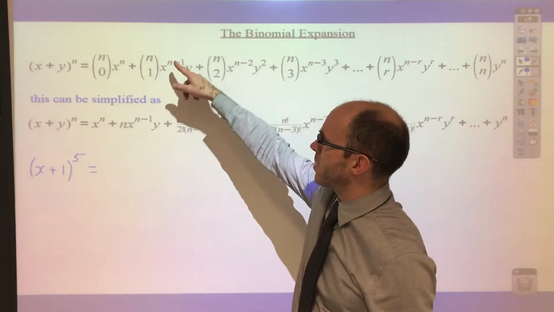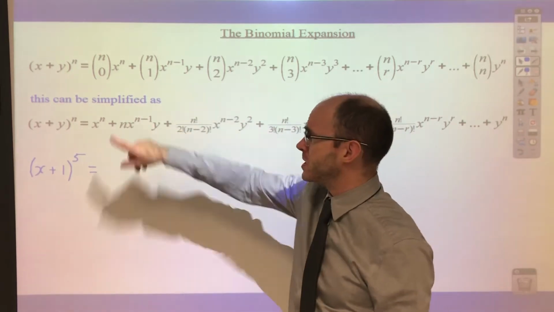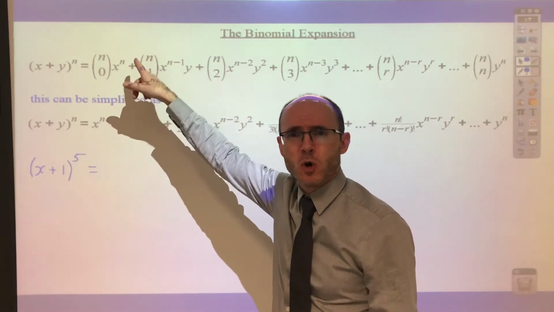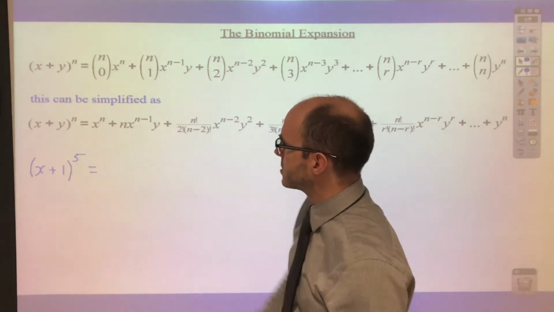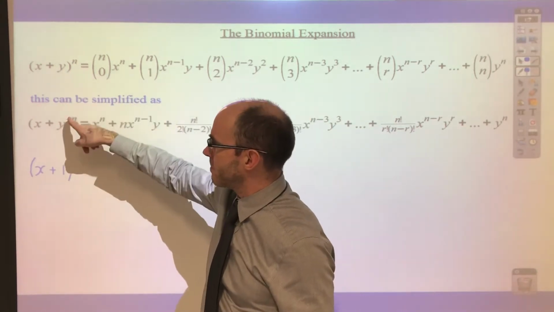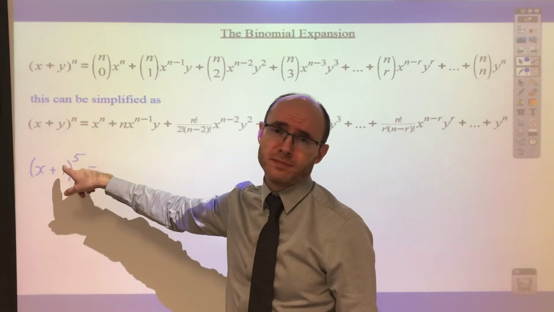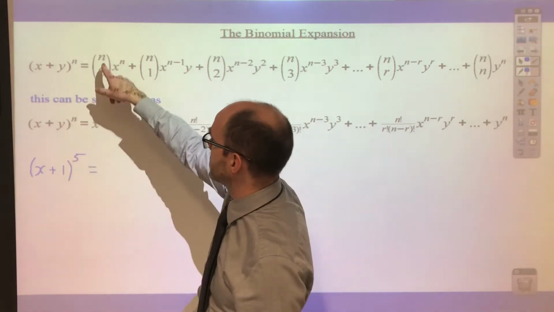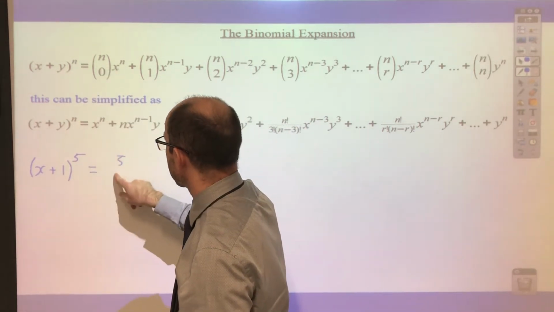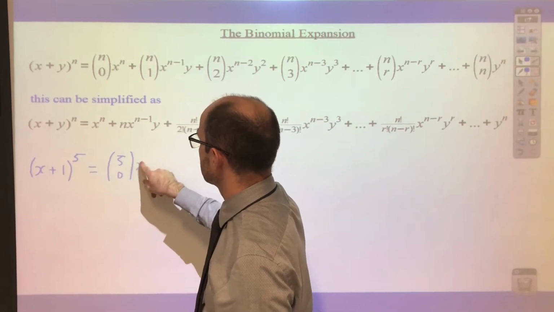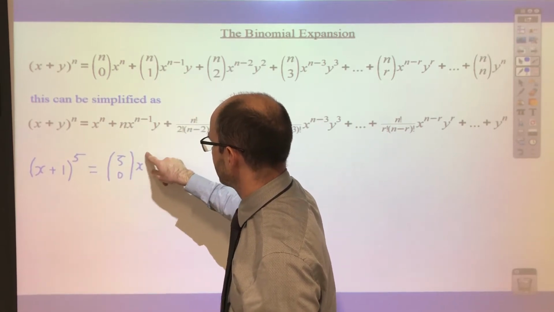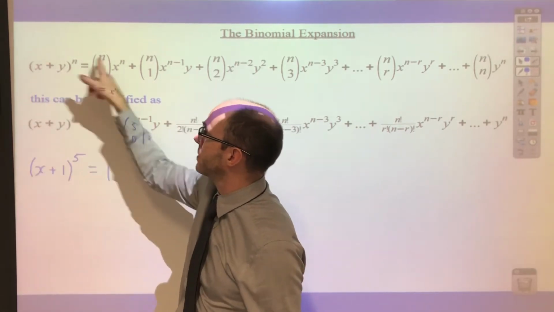Now, do you want to use the top one or this one here? This is my preferred choice, but let's just go with the top one just for this example. So what you look for is n being the power, that is 5. And then you've got 5 choose 0, and then you've got x to the power of 5. As long as the x is there, of course, then that's correct.